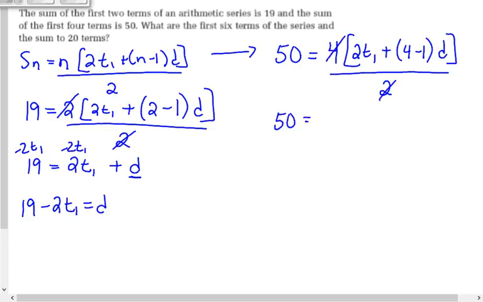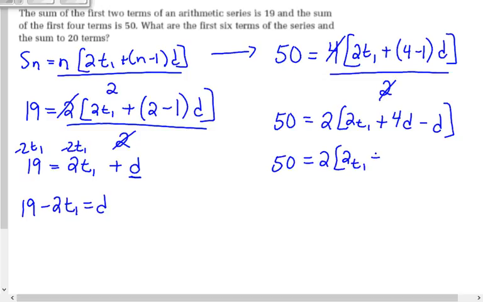Ending with 50 equals 2 multiplied by 2t1 plus 4d minus d. And we'll continue to simplify. So combining the terms within here, we end up with 3d. So we should end up with 50 equals 4t1 plus 6d.